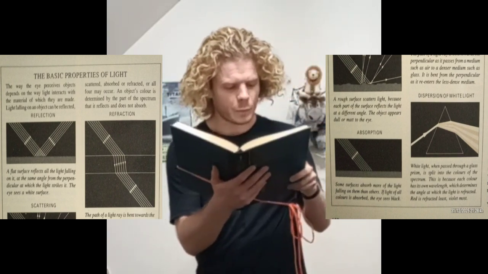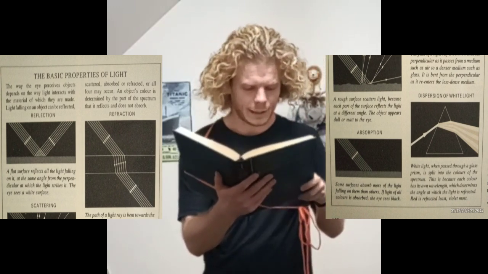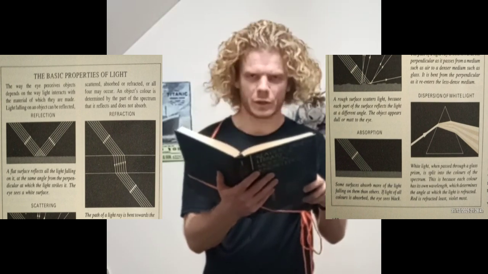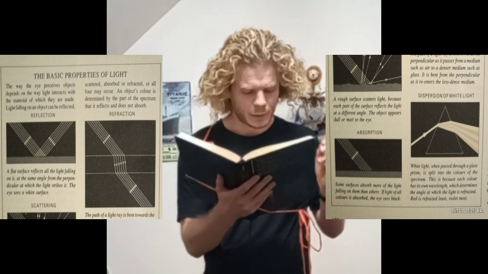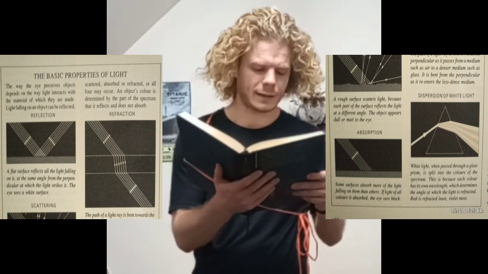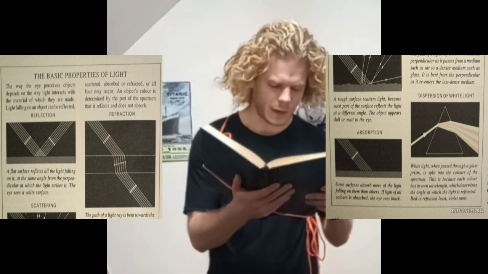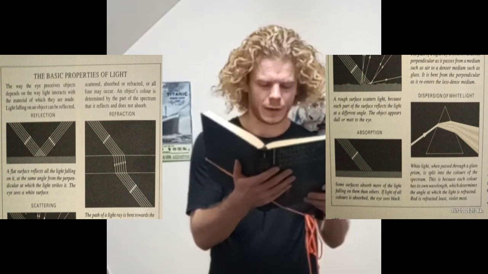And we're having dispersion of white light. White light is passed through a glass prism. I think we're talking about normal light. Through a glass prism, it splits into the colors of the spectrum. This is because each color has its own wavelength, which determines the angle at which the light is refracted. Red is refracted least, violet most.